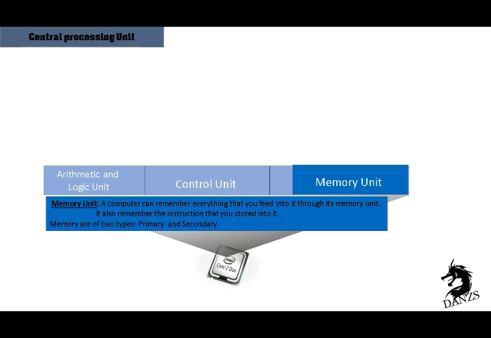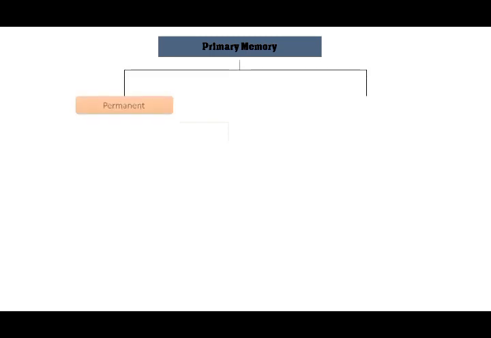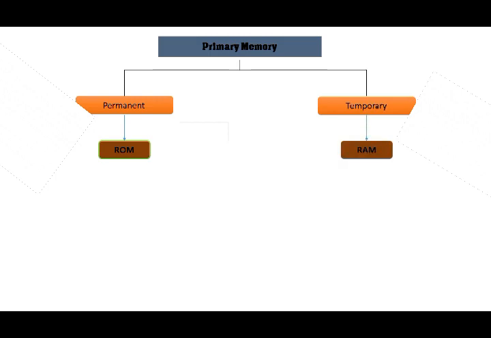Now we'll see the primary memory. So what is primary memory? Primary memory is the memory which is inside the computer. Primary memory is not outside. It is inside the computer. And primary memory is divided into two parts, that is permanent and temporary. So what is permanent? ROM. And temporary is what? RAM. Temporary. Now what is ROM?